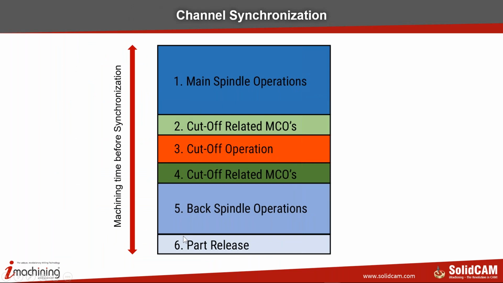Okay, so we have machining time before synchronization, which in our part case is 6.5 minutes. The goal of the channel synchronization is to minimize the machining time per part. On the Swiss type example, what we are trying to achieve is to run jobs in parallel on the main spindle and on the back spindle as far as possible, and by that minimize the machining time.